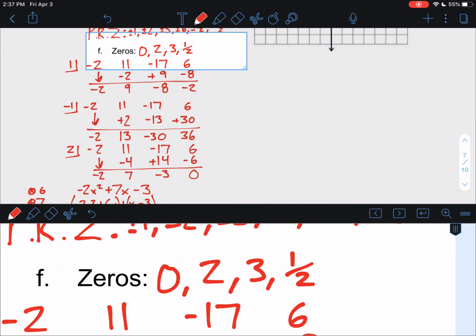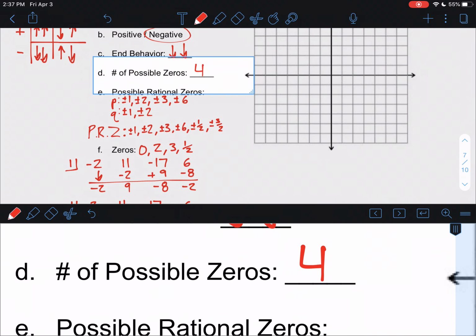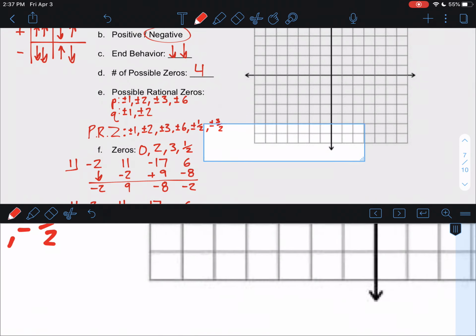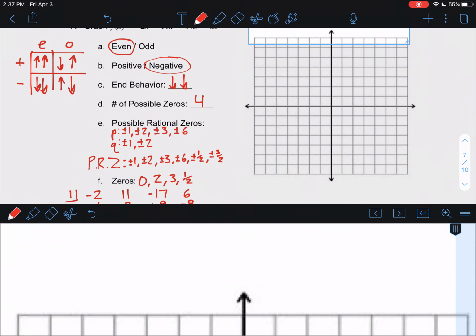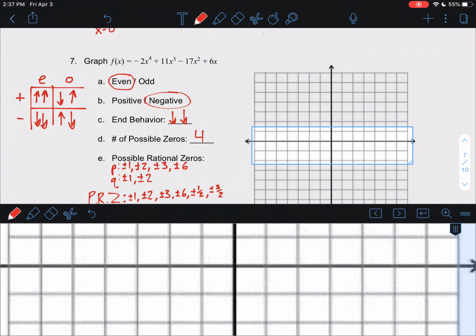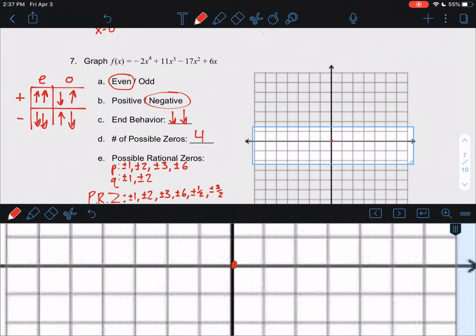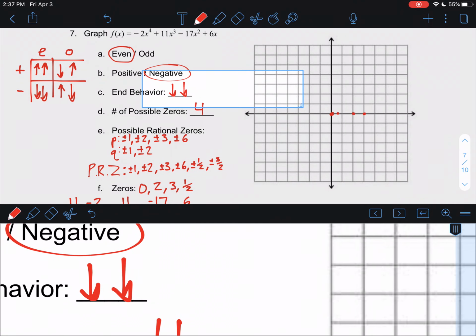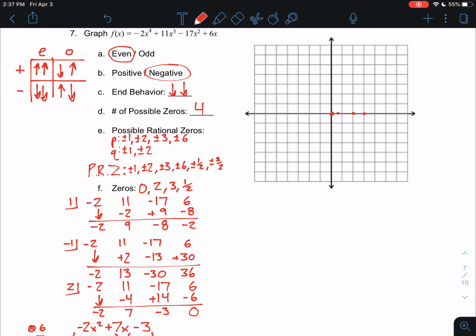Okay, so my 4 zeros, because I said I was looking for 4, because the degree was 4, are going to be 0, 2, 3, and 1/2. So I'm going to plot those 4 numbers on my number line. So I got 0, 2, 3, and 1/2. And I know they're all very close together. It's fine. And I said the end behavior of this polynomial is going to be 2 down arrows, which means I'm going to have down on the left as well as down on the right.